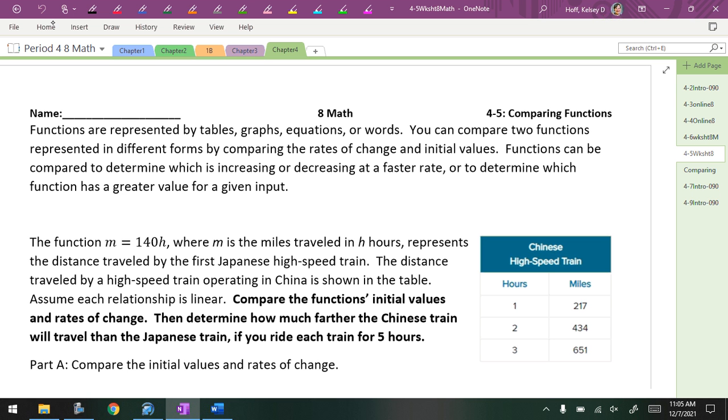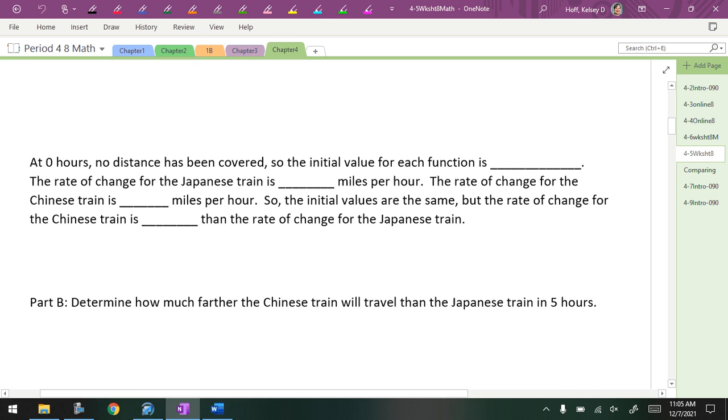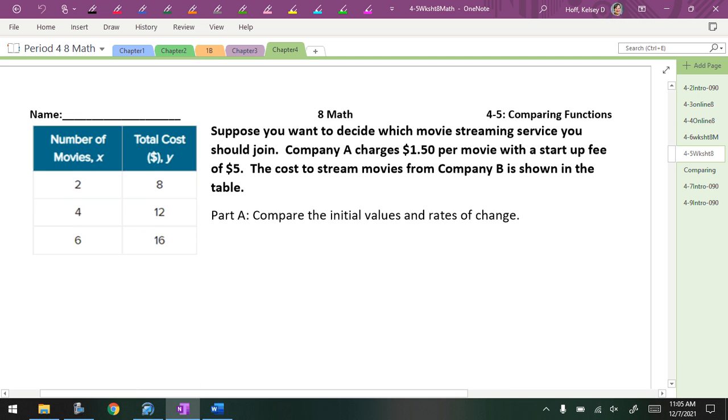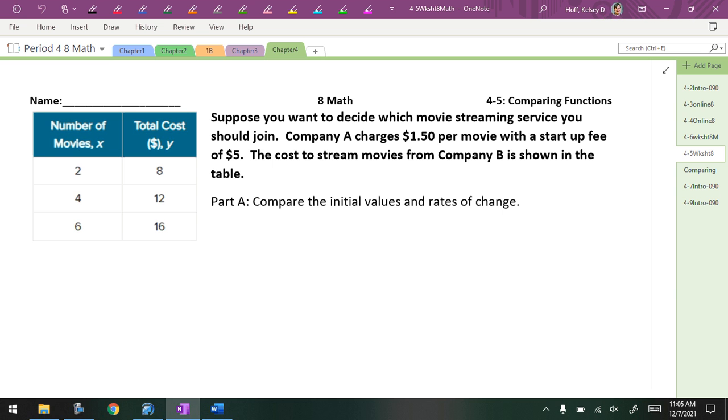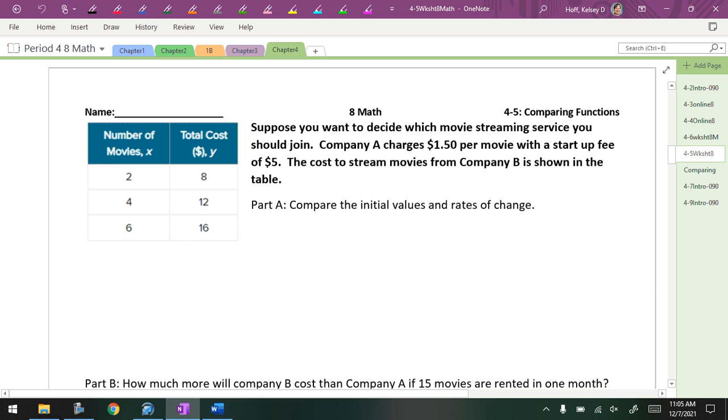Okay? They're going to give you information about one, and then they're going to give you a graph or a table to calculate the other. Whoops, I'm sorry. We're actually going to skip this first one. We're going to skip the train problem. We're going to go all the way to the next page because I think these other ones give you better practice.